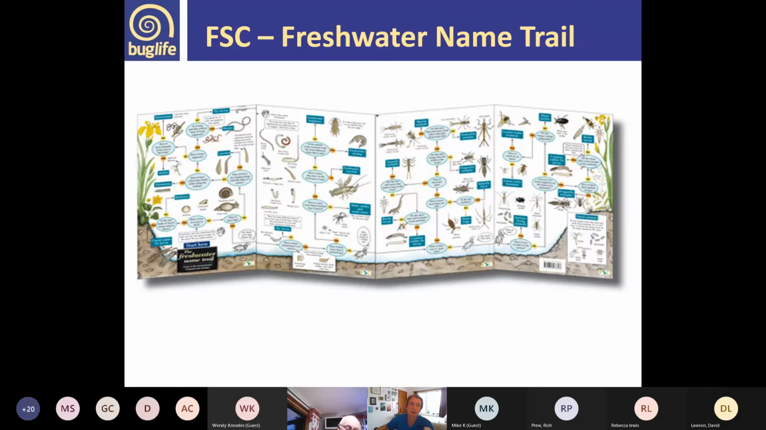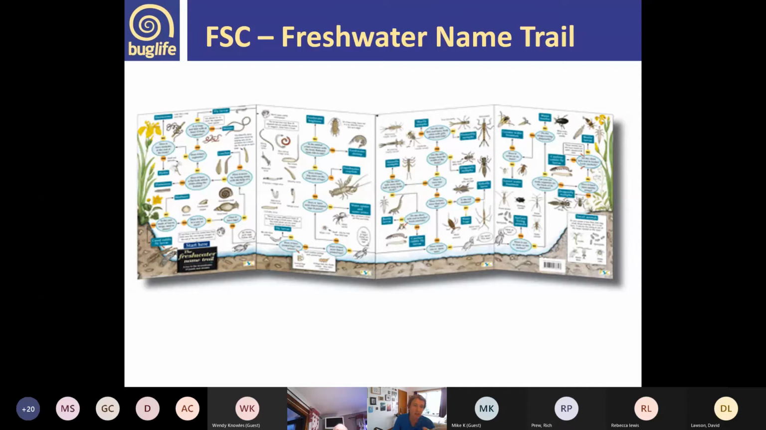For those of you that have never used a key before, it's particularly useful because it's a simple introduction to the use of keys. You start at the left-hand side over where it says the Freshwater Name Trail, and you can ask one question at a time for which there are yes and no answers, and then move on to the next question. So hopefully using this process, you'll be able to identify most freshwater invertebrates that you encounter, certainly in garden ponds and generally in most freshwater habitats in the UK. So I'm going to be working through this name trail one stage at a time.